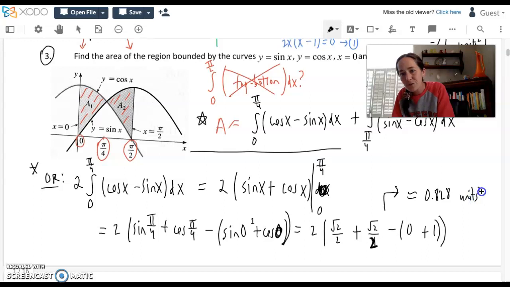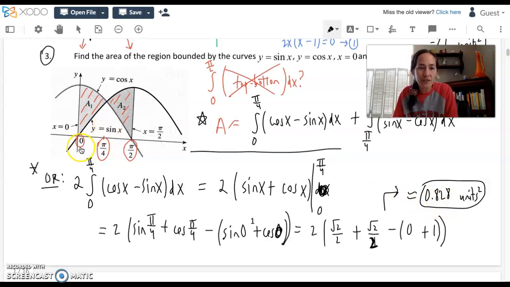So symmetry pretty much helped us out there. There was only one integral to take. If we had gotten just the integral from 0 to pi over 4, we'd have half of that. Doubling it solves our problems there for a second.